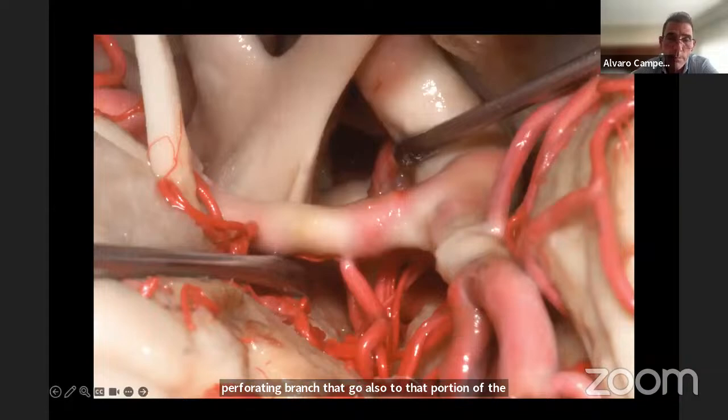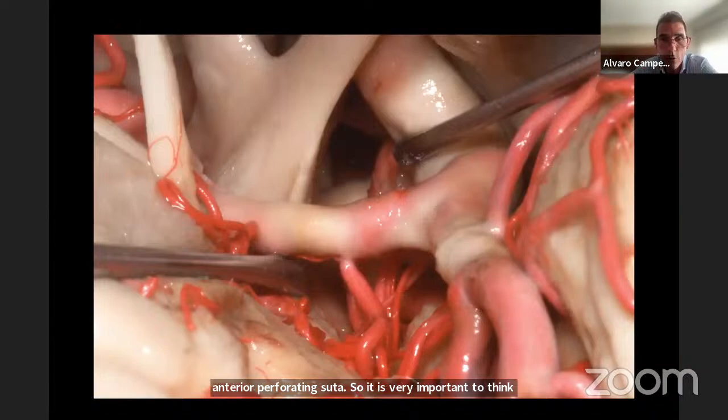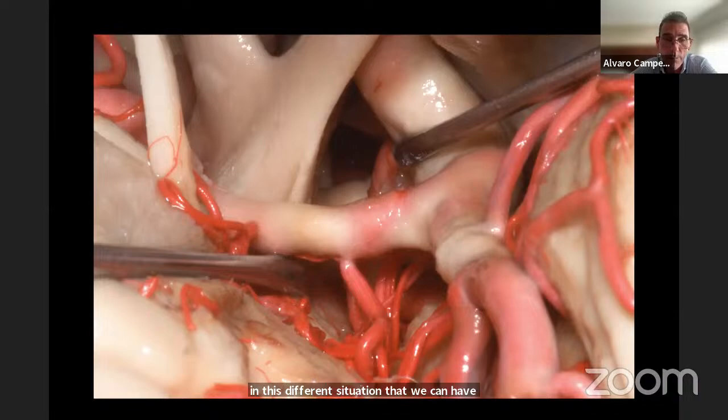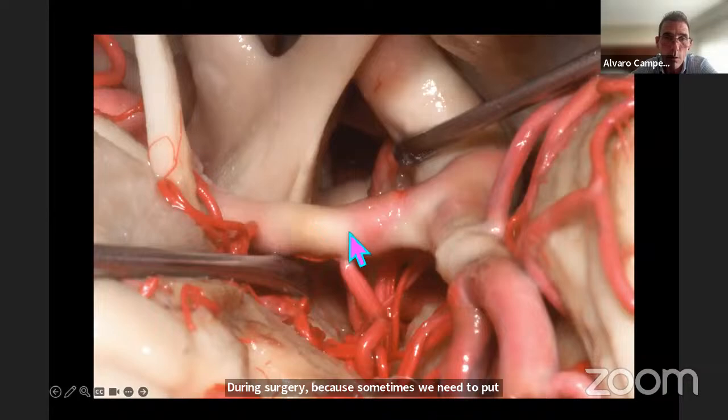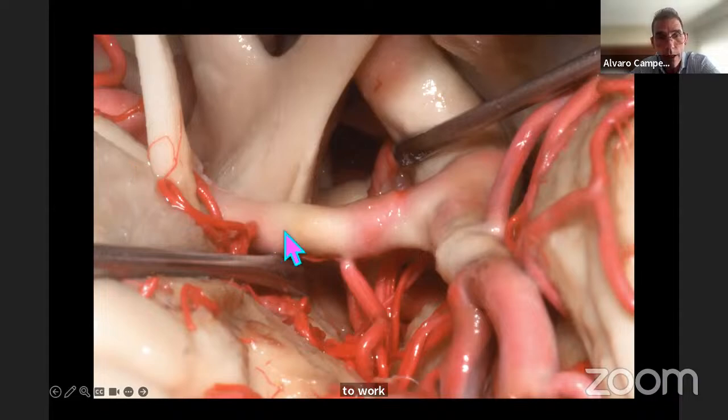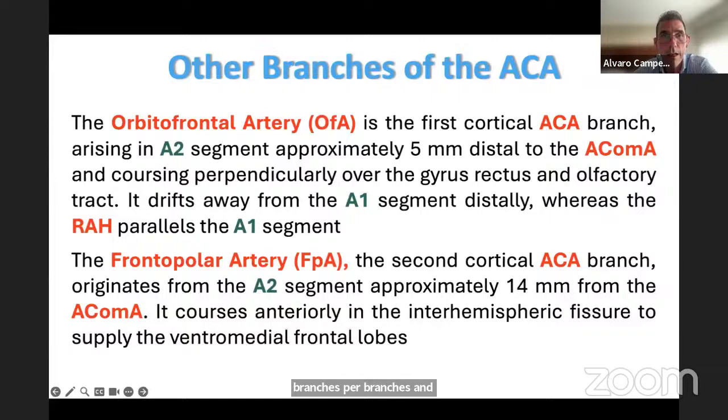So it is very important to think about these different situations that we can have during surgery, because sometimes we need to put a temporary clip in order to work with the aneurysm, and we have to take care of these perforating branches, and also we have to remember the recurrent artery very well.